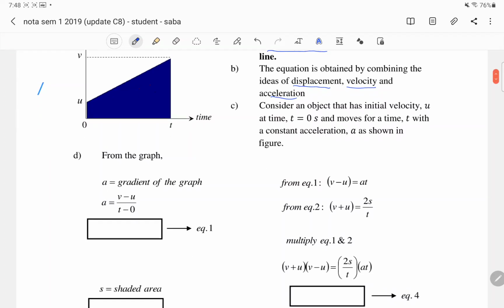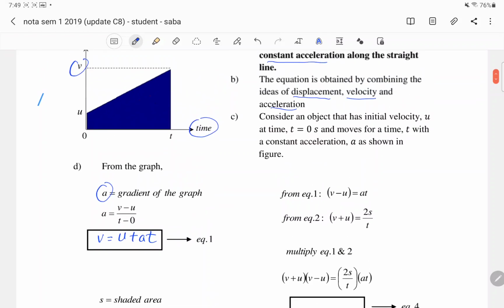So from the graph we have the gradient. The gradient is acceleration because we have a v versus t graph. Okay, so then we have a is equal to (v minus u) over (t minus 0). This is the formula for the gradient. So hence we will get v is equal to u plus at, for equation number 1.